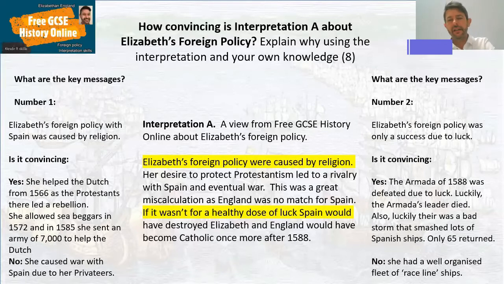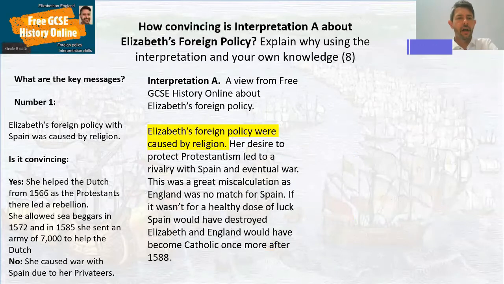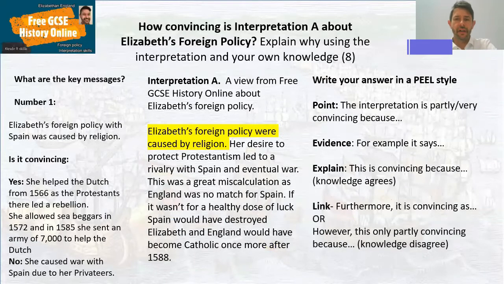So how do we write it as an answer? Let's have a go at the first message, how we're going to do this. Now, you're welcome to write this yourself, okay? And here's how you might write it. You might say, the interpretation is very convincing or partly convincing because, and we're going to give a reason. We're going to give something that it says. For example, it says something. This is convincing because, or not convincing, with your knowledge that we just planned out there on the left side of the screen. And then we might do furthermore, it's convincing, or however, it's not convincing as a wider idea.